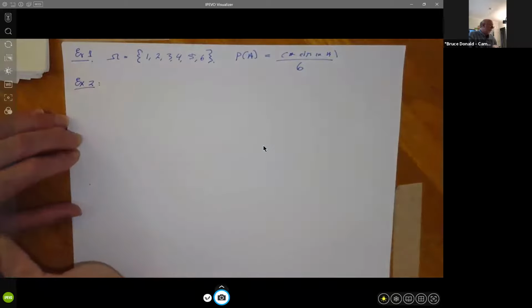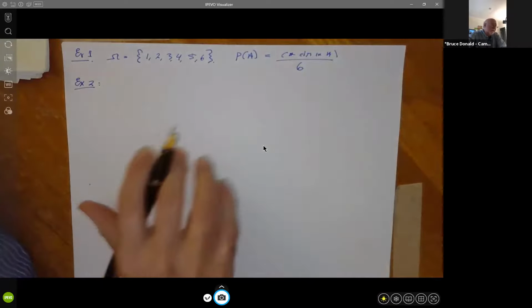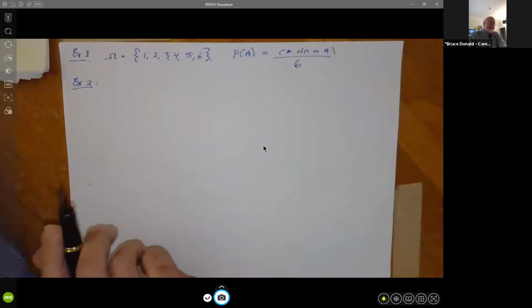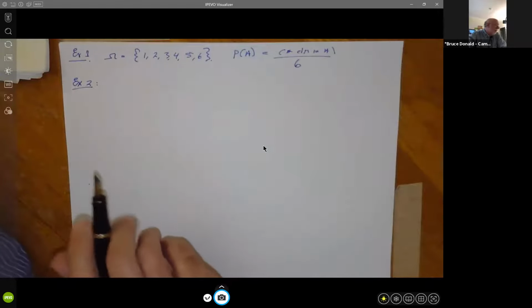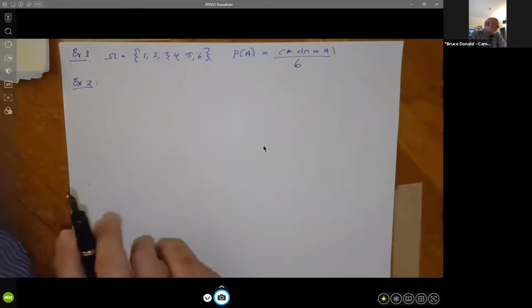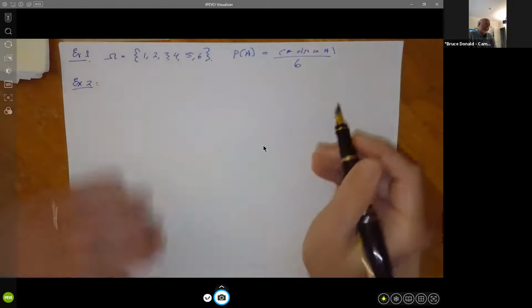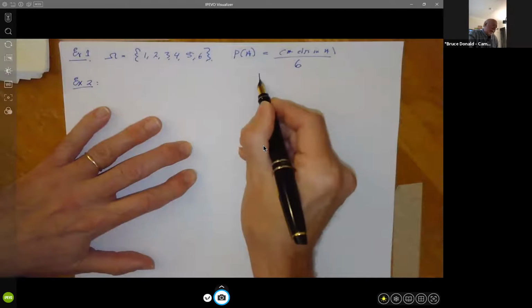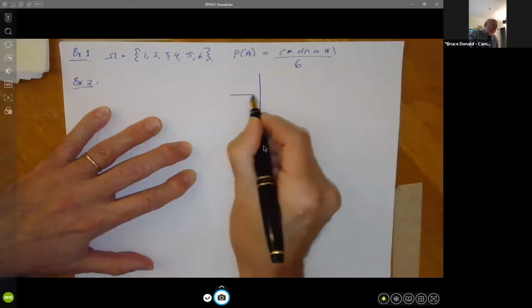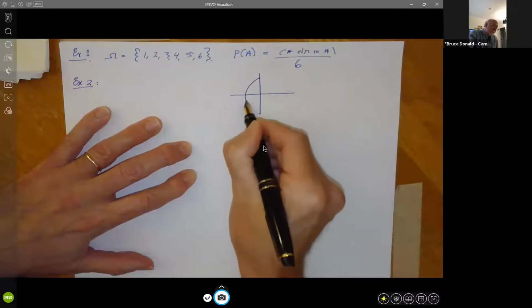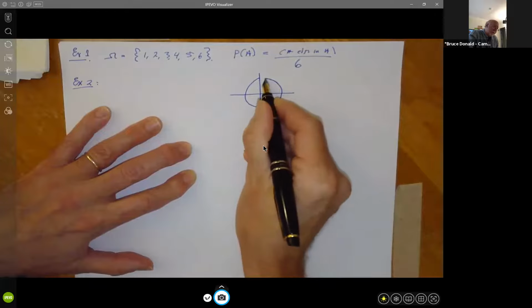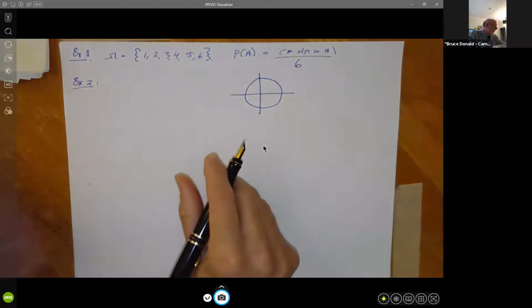So you can think of this as a problem of throwing darts, and it's continuous, but it has many discrete aspects. So suppose we wish to pick a point from inside the unit circle. Conceptually, we have something that looks like this, our unit circle. We want to pick a point from inside the unit circle.